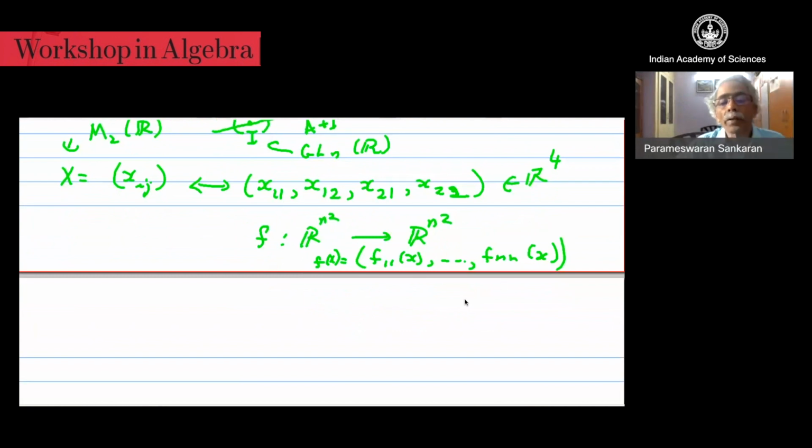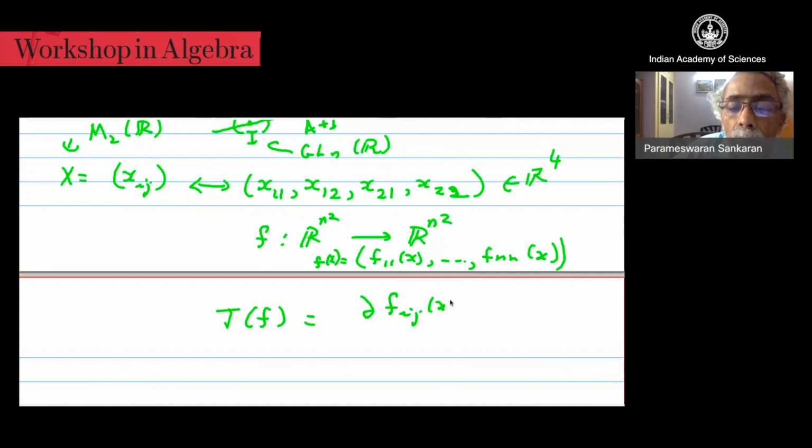Yeah, you have to compute. This is what I was talking about, the Jacobian. So the Jacobian of f is equal to the partial derivative of f_ij(x) with respect to, let us write here, x_kl. So this will be an n^2 by n^2 matrix. This is how it is computed.